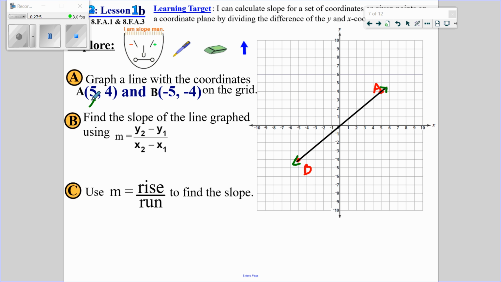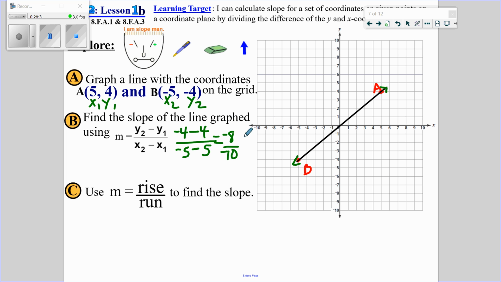So I'm going to label these x1, y1, x2, y2. Substitute. y2 is negative 4, y1, so we're subtracting 4. x2 is negative 5 minus 5. So now we get, so let's see, negative 4 minus 4, and we have negative 5 minus 5. Negative 8, because negative 4 minus 4 is negative 8, over negative 5 minus 5 is negative 10.